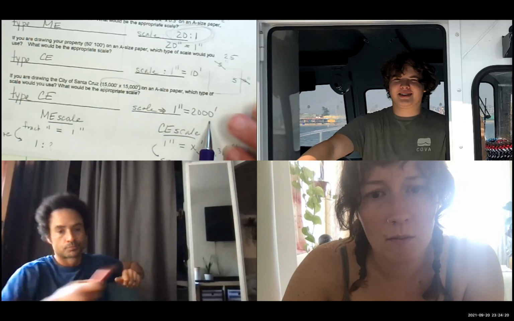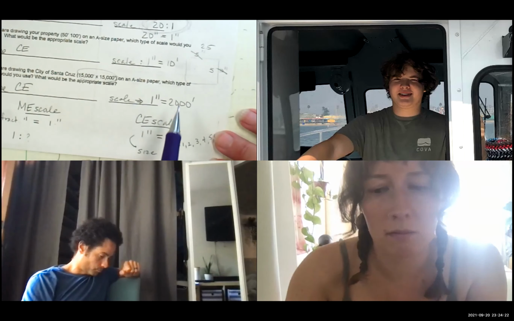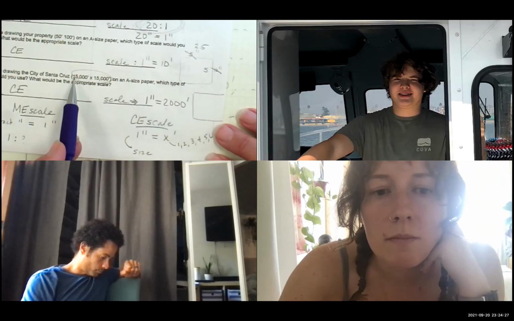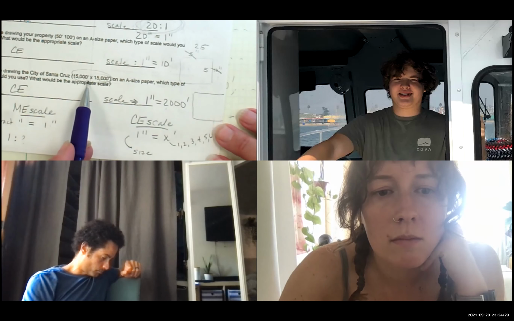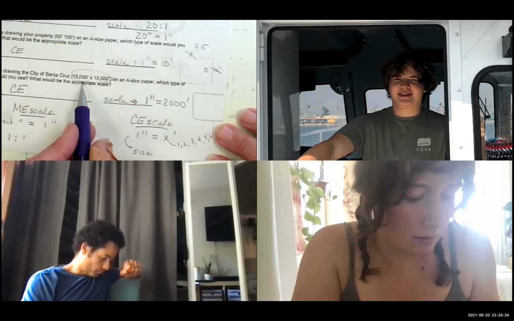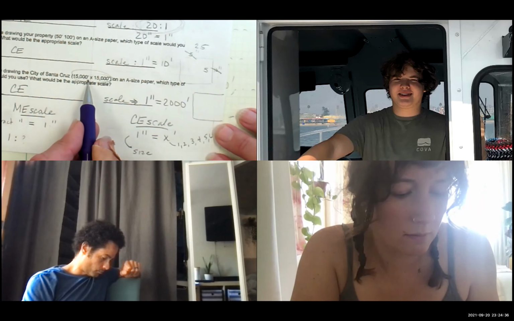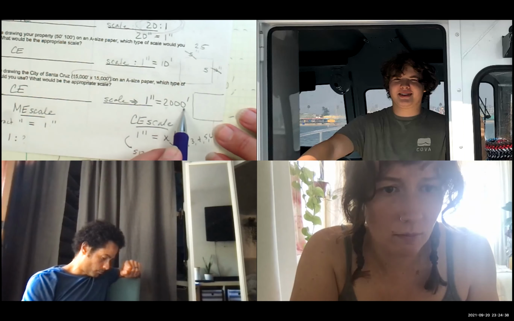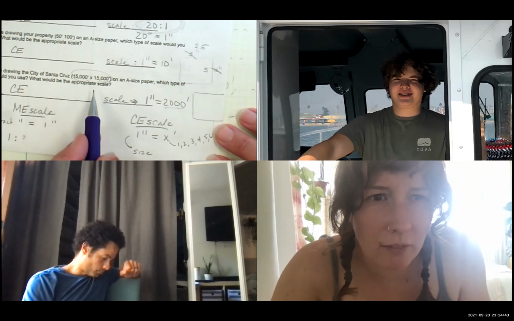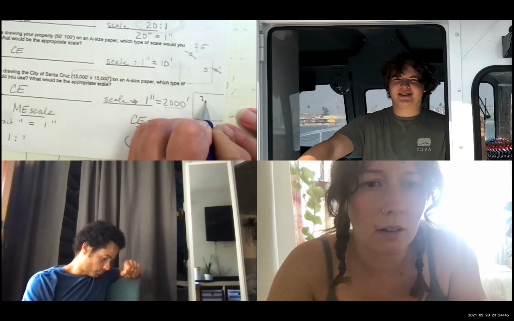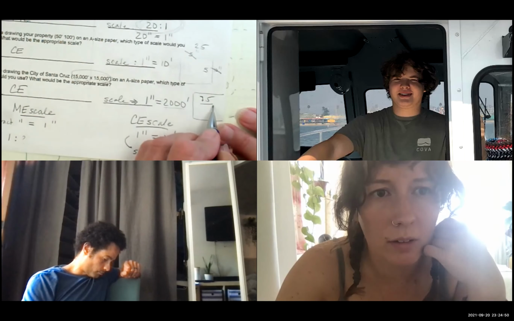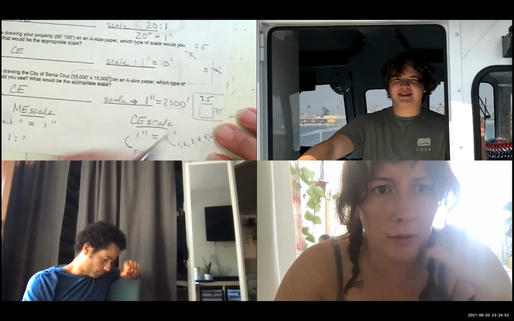1 inch is equal to 2,000 feet. So if it's a scale of 1 inch is equal to 2,000 feet, and I'm trying to draw 15,000 feet on my page, how long is this property going to be? 15,000 feet I want to draw on my page, and my scale is 1 inch is equal to 2,000 feet. How many inches? 7.5 inches. Yep, 7.5 inches. That seems reasonable, yeah?